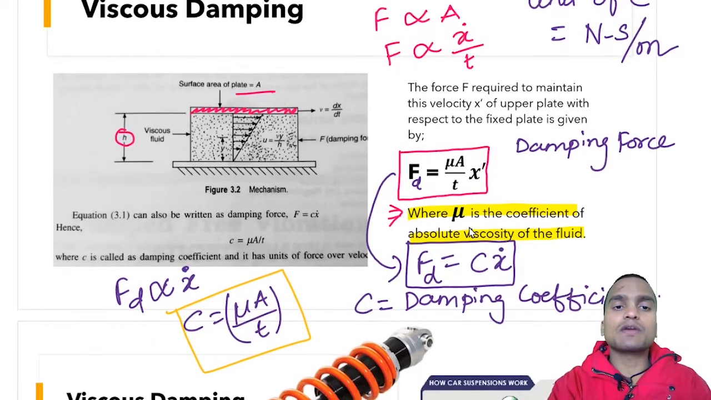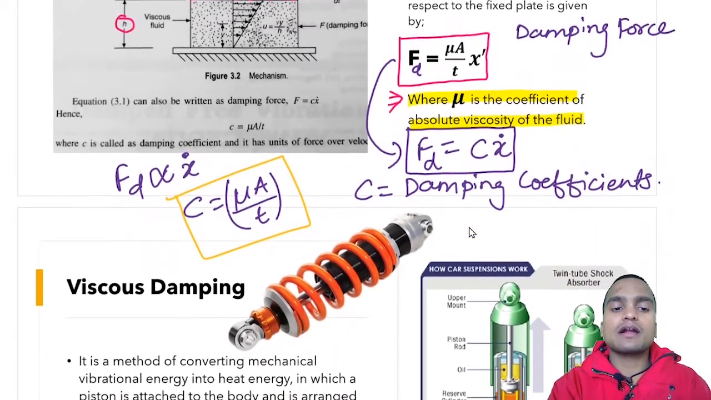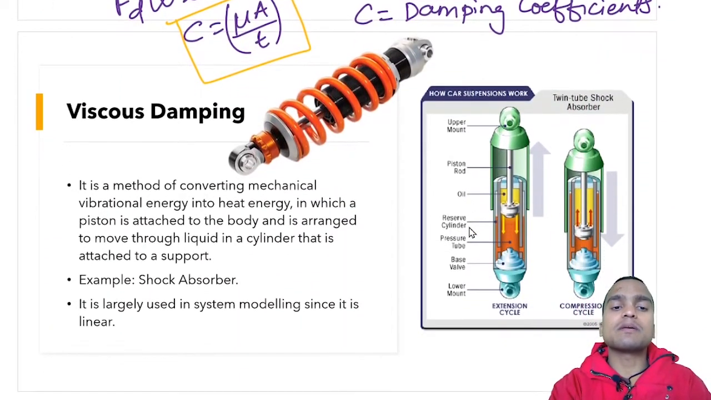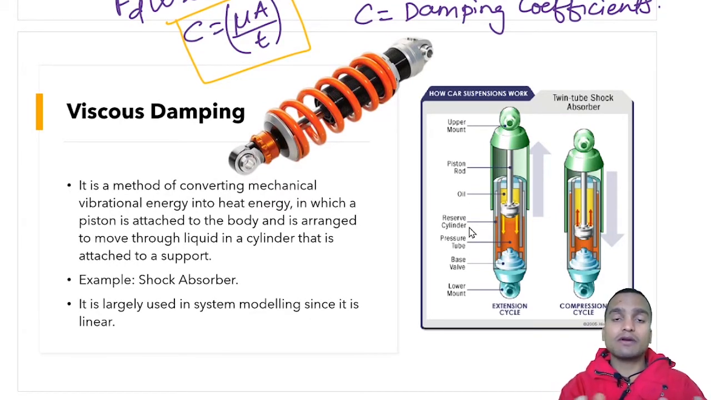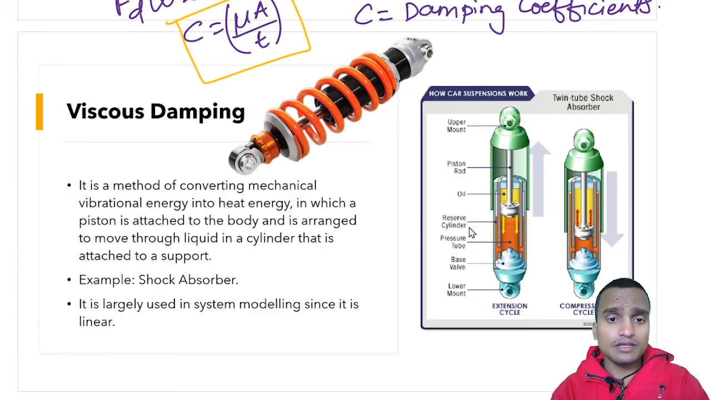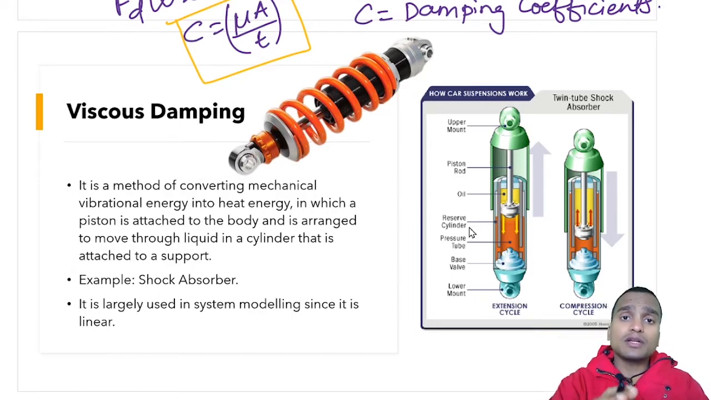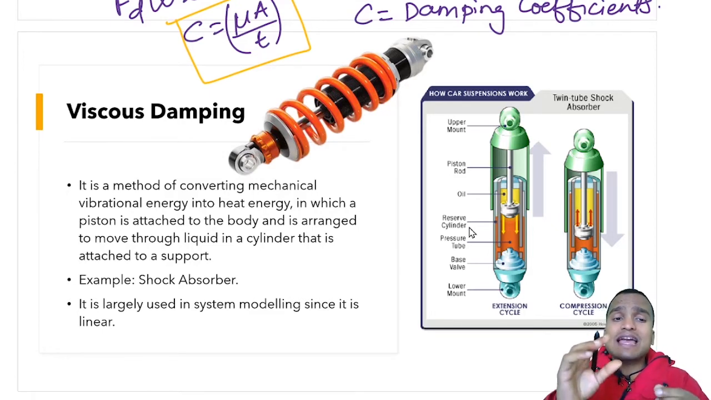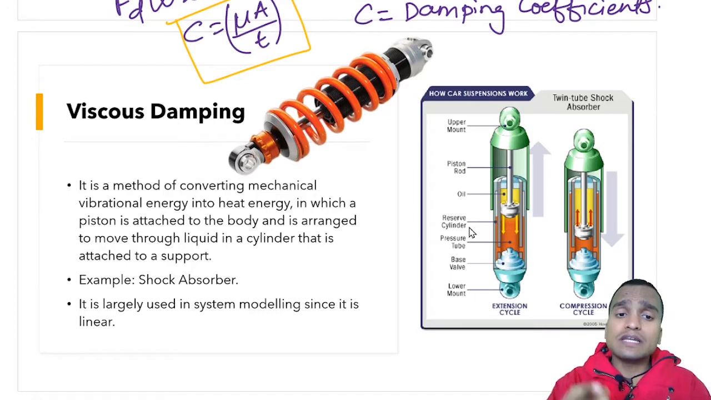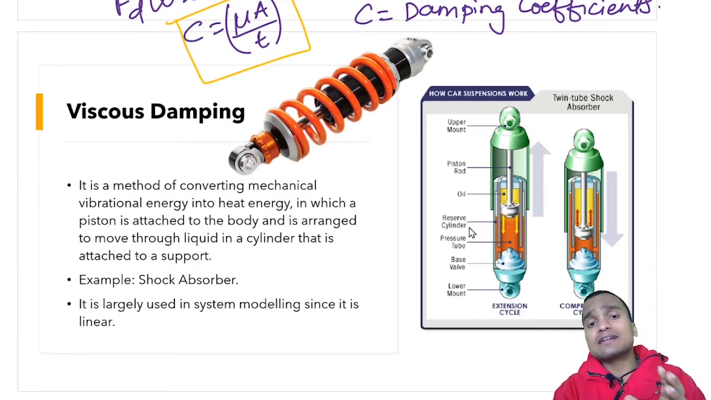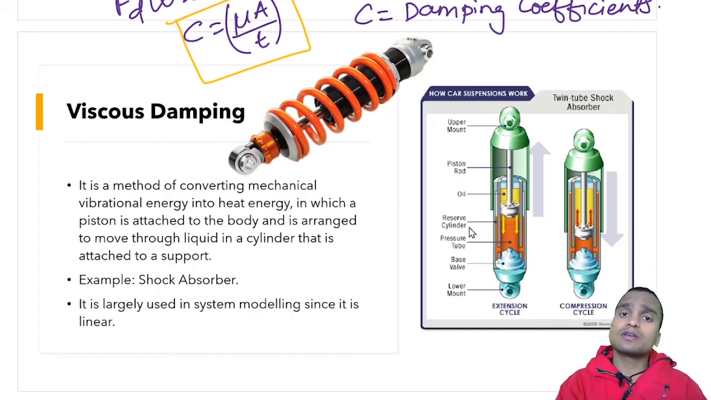So this is the damping coefficient in the viscous damping. And in viscous damping what happens? It is a method of converting mechanical vibrational energy, that is kinetic energy and potential energy, into heat energy. Viscous damping converts it into heat energy. In this a piston is attached to the vibrating body, as I have shown you in the picture already, and the piston is arranged to move through a viscous liquid in a cylinder, and that cylinder is attached to the support. Support may be fixed.